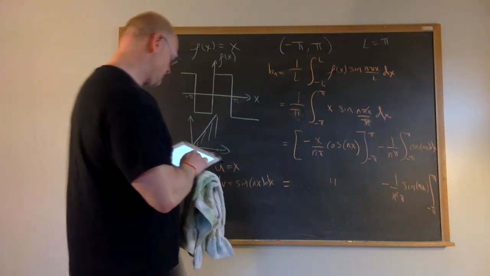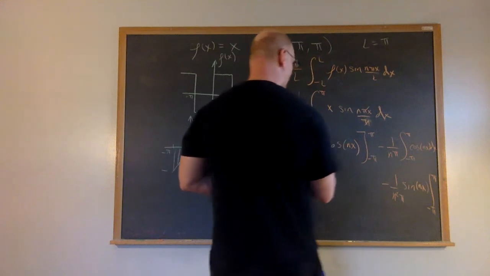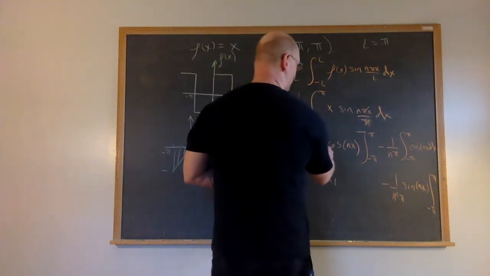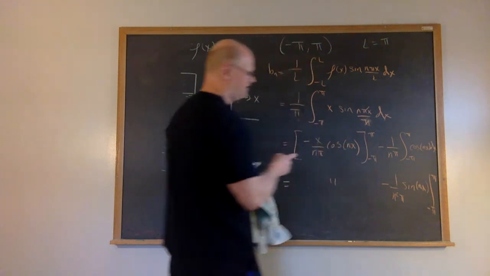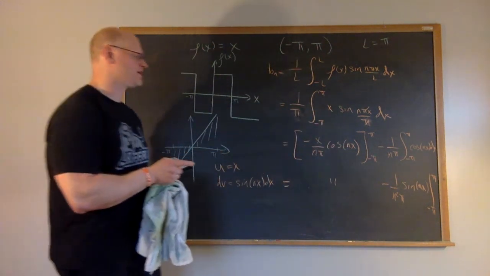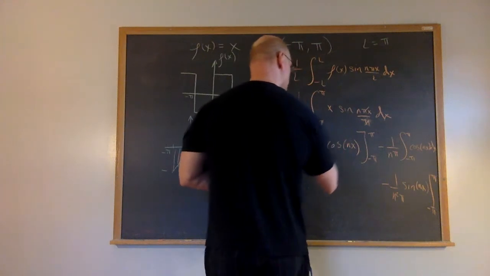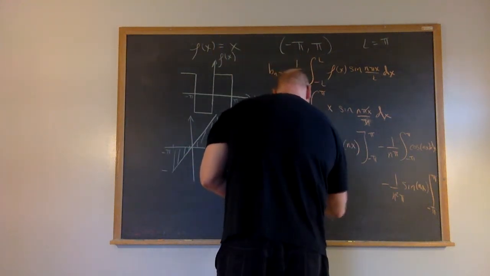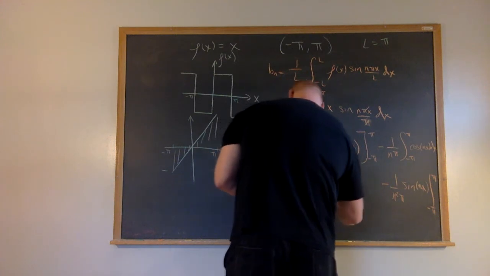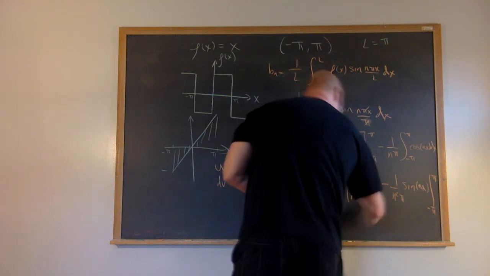So good, so finally, plug this in. So this is going to give me a what? Now remember, one thing is that cosine of negative n pi is the same thing as cosine of n pi. So actually those two terms are the same. So finally this is going to give me a negative 2 over n times then cosine of n pi.